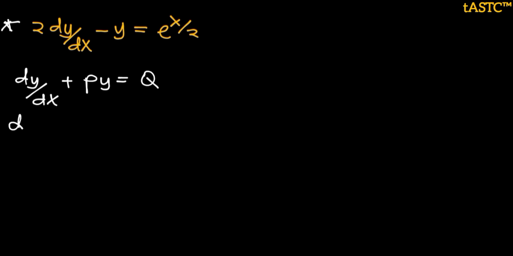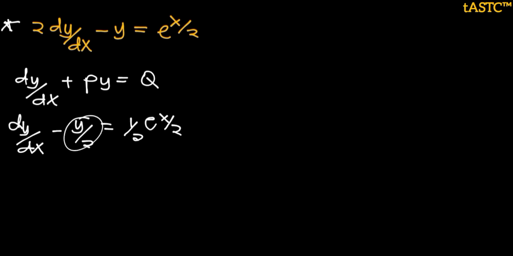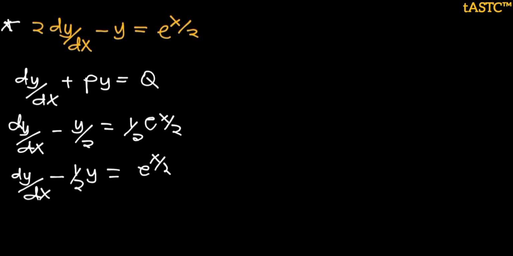And so that should give us dy dx minus y divided by 2. And this is going to be equal to 1 over 2 e to the x divided by 2. That is what we have. Now from here, we do not really have any value of x for y there, but we could rewrite this as dy dx minus a half y. This is equal to e to the x divided by 2, all divided by 2.